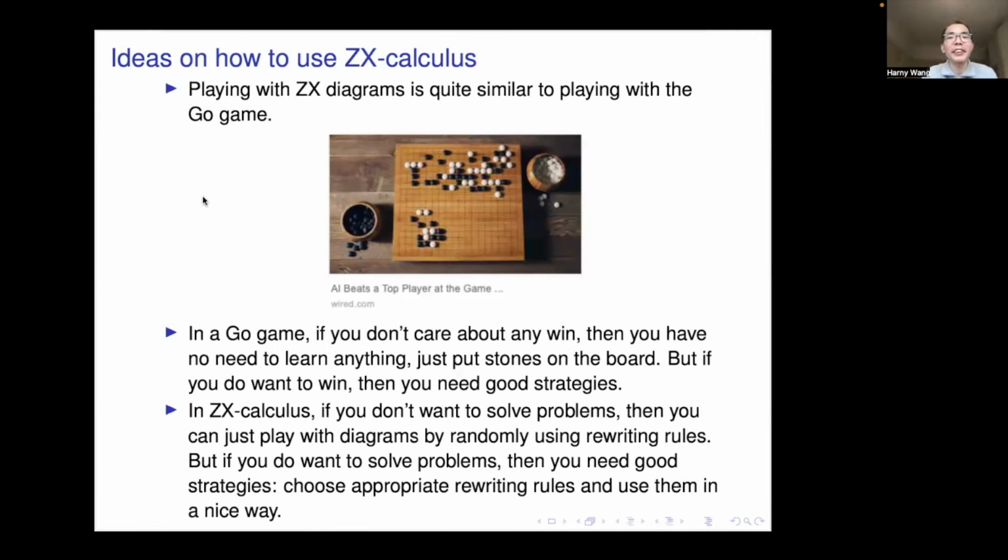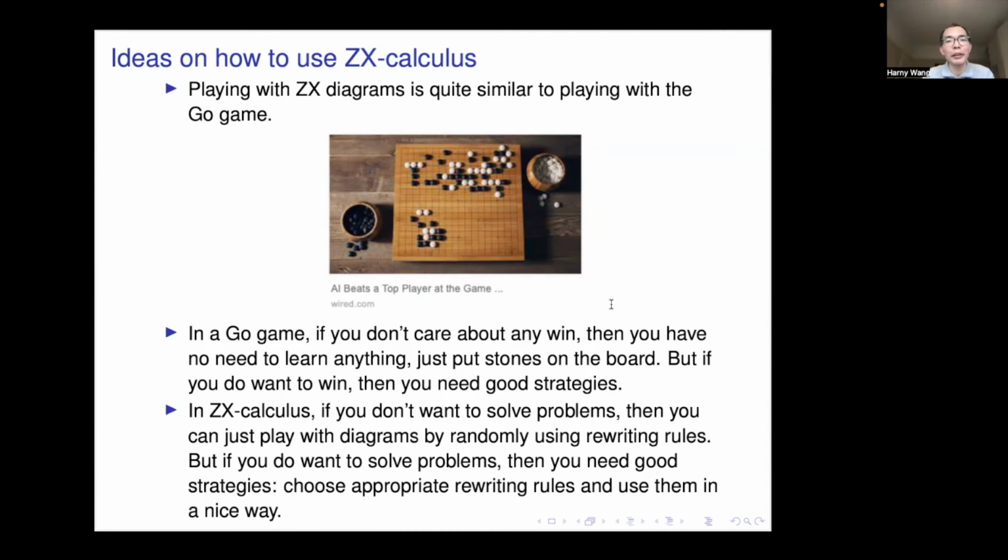The general idea is that playing with the ZX diagram is quite similar to playing the Go game. In this picture, there's a board with some stones, black and white. If you want to play a Go game and you don't care about winning or losing, it's very easy to play. Just put stones on the board.